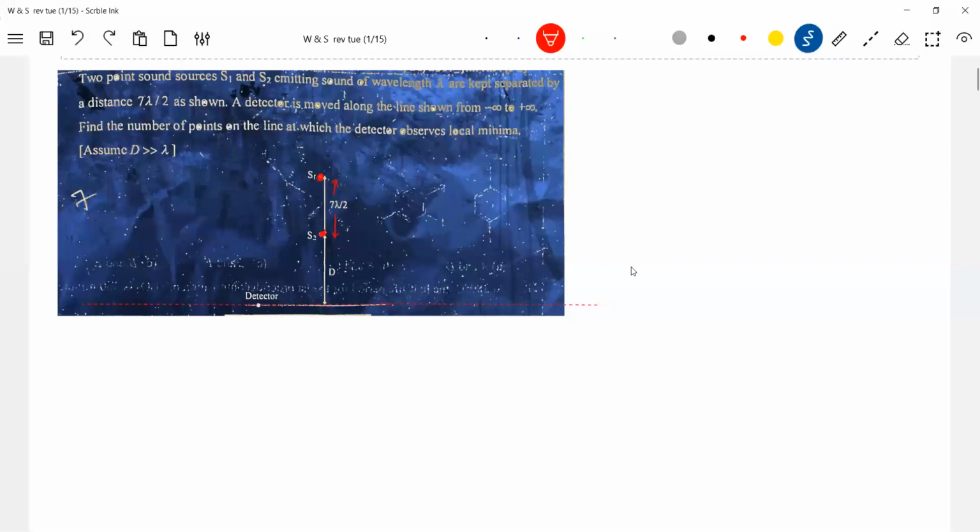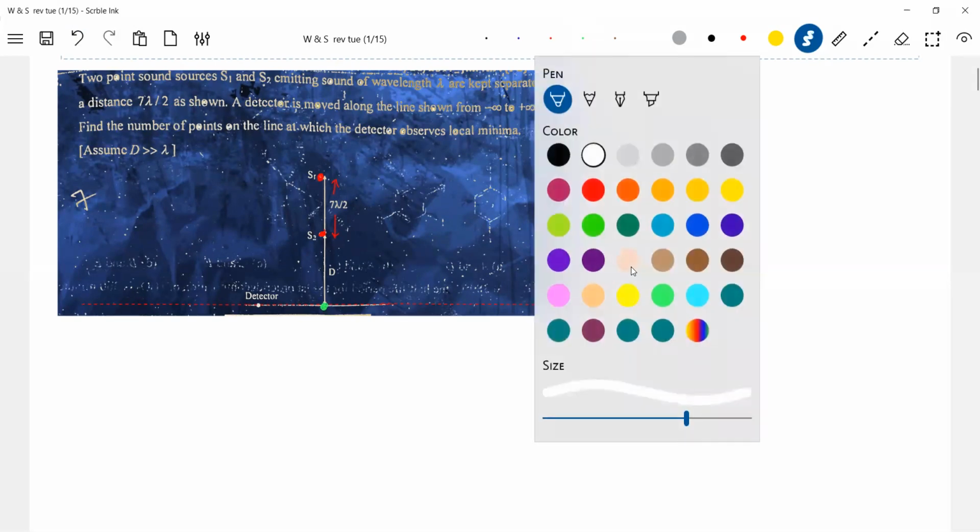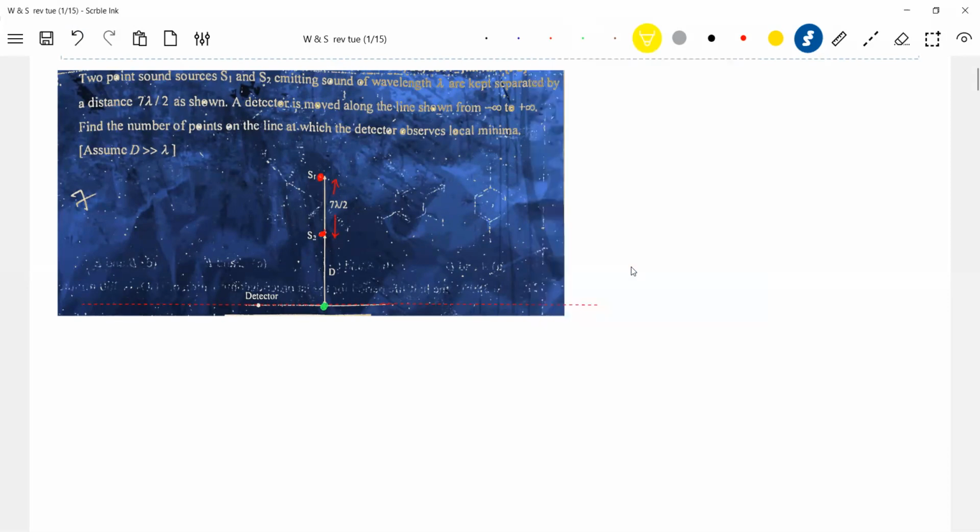Some other color, let me pick up. This will be a minima. After a minima, what do we get? We should get a maxima. Then, okay, let me begin like this. Minima we will get. Okay, next again one minima.